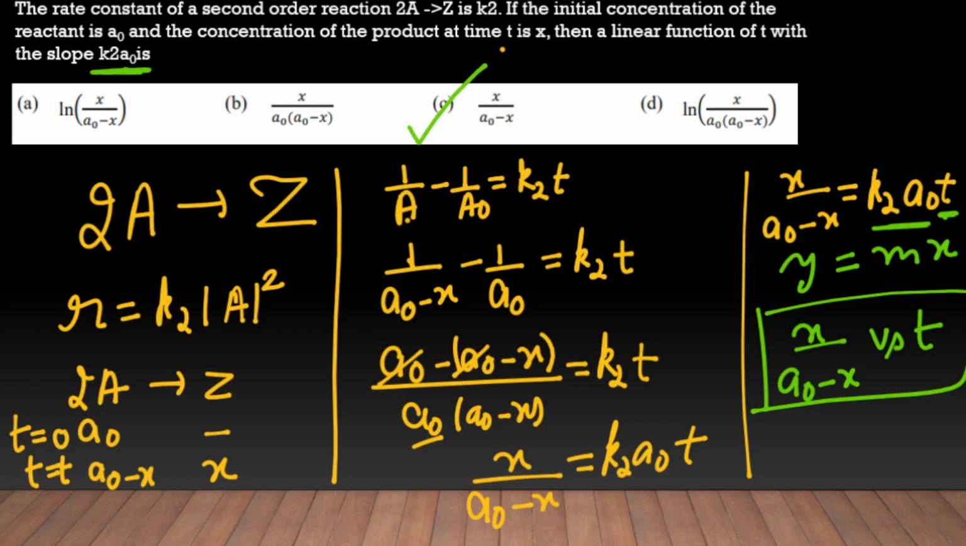Okay, I hope it's clear that they are asking, if the concentration of the product is this much, then a linear function of t with the slope. It means that t is taken on the x-axis. So this is what we have taken over here.